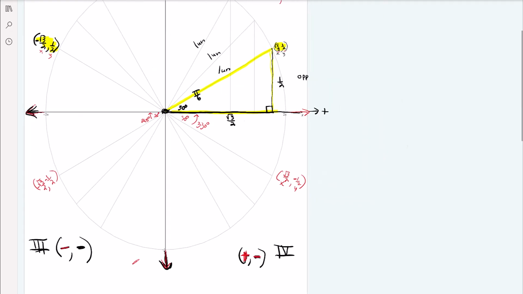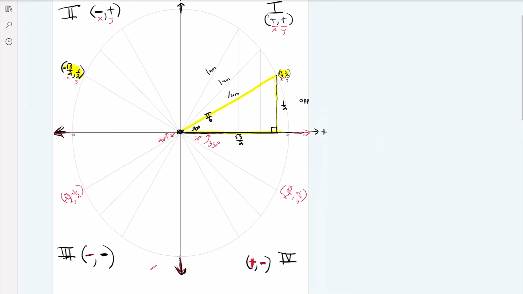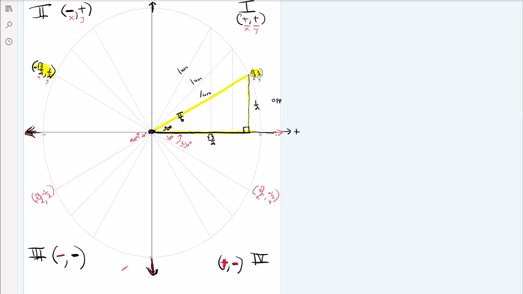All right, so that's for the 30-degree angle on the unit circle. I'm going to do one on the 45 and on the 60, and that'll be next.